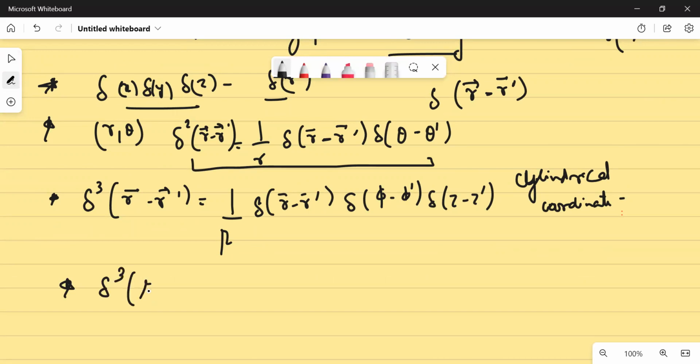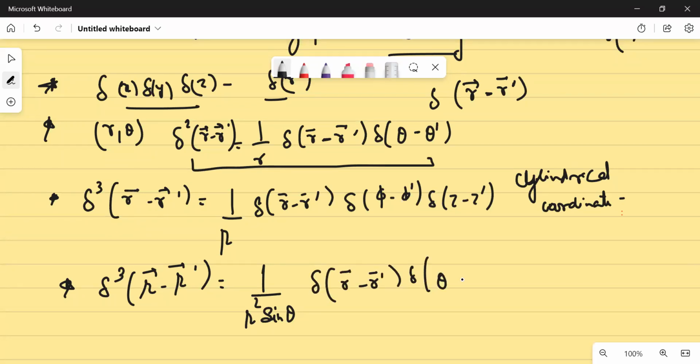So Dirac delta cube of r vector minus r dash vector, in the spherical polar coordinate system, is 1 upon r squared sine theta, Dirac of r minus r dash, then Dirac of theta minus theta dash, and then Dirac of phi minus phi dash. Is that clear to you?